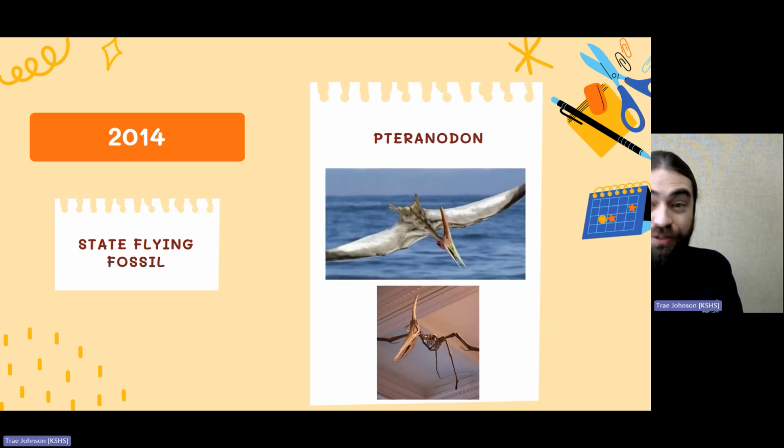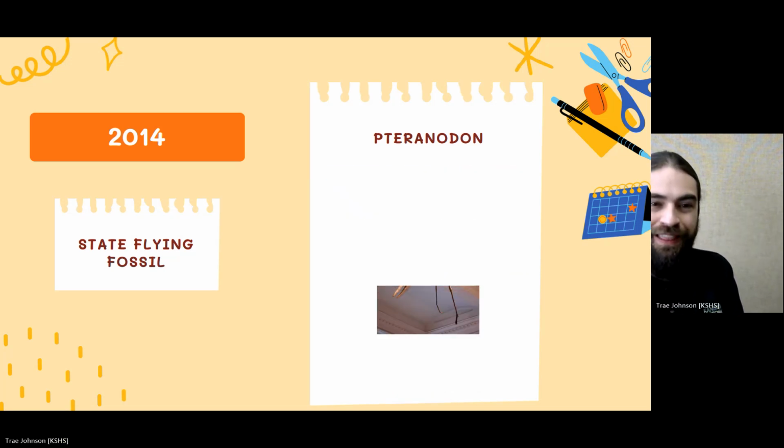In 2014, we got two state fossils, one of which, the pteranodon, was a flying reptile with a large wingspan of around 12 to 18 feet. It wasn't a dinosaur, it was a pterosaur. Kansas provides the most complete specimens of pteranodon found, and they were part of the system in and around the Western Interior Seaway in the late Cretaceous period.